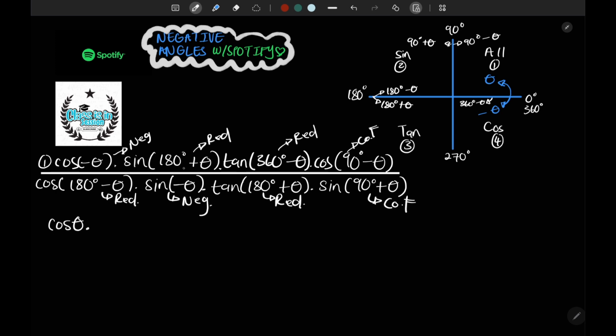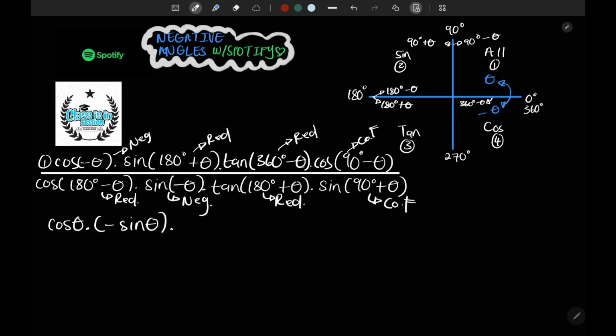times sine 180 degrees plus theta. Let's look for 180 degrees plus theta. In our CAST diagram, there's 180 degrees plus theta. It's in the third quadrant where sine is negative, so your answer should be negative sine theta. Remember to put it in a bracket.